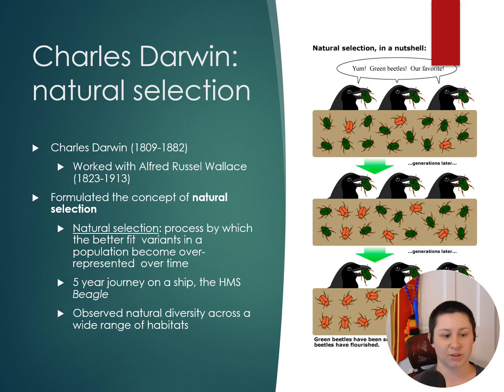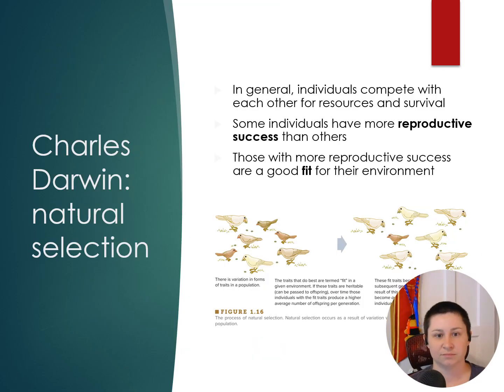So Darwin came up with this in a 5-year journey on a ship, the HMS Beagle, and he observed natural diversity across a wide range of habitats. In general, individuals compete with each other for resources and survival. Some individuals have more reproductive success than others, and those with more reproductive success are a good fit for their environment. So, for example, the beetles, right? The orange beetles had more reproductive success, and that's why we saw more of the orange beetles over time.